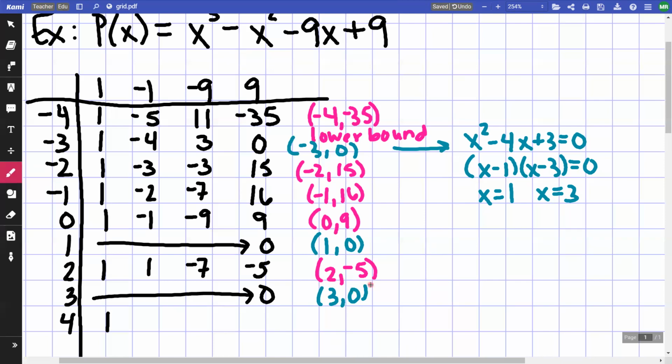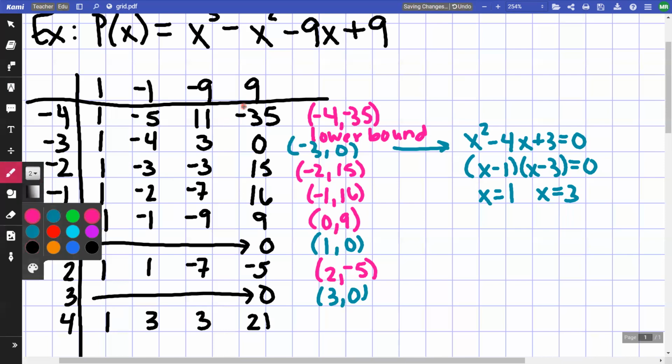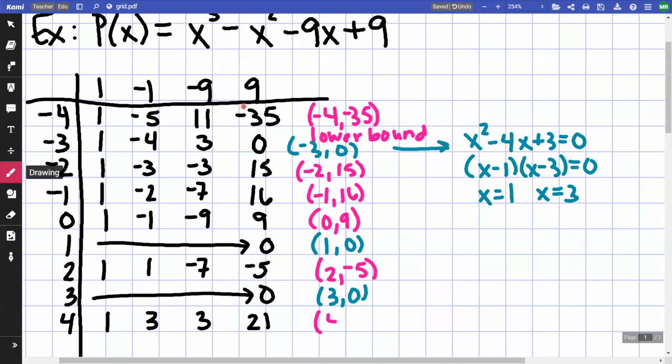Now, when I try the next one, if I bring down my 1, 4 times 1 is 4. I add it to negative 1, I get a 3. 3 times 4 is 12. I add it to negative 9. I get a 3. 3 times 4 is 12. I add it to 9. I get a 21. So now I have a point at 4 comma 21. Does anyone notice anything?